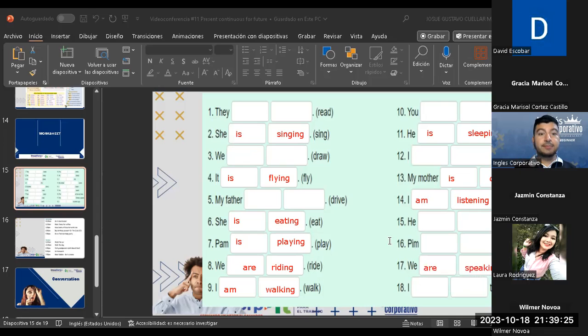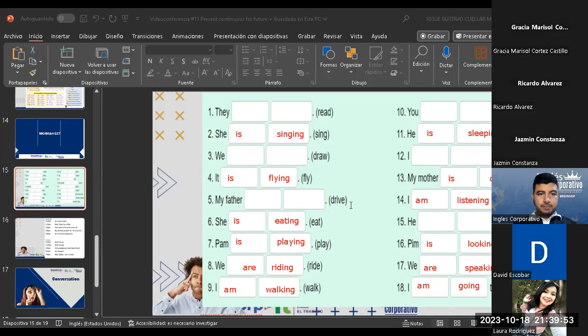David, you go. Number 16. Pink is looking at the cat. And number 18. I am going to school. Thank you. Okay, Gracia, you have some other? ¿Tienes otro, Gracia? Yes, they are reading. Number 1. They are reading. Thank you.